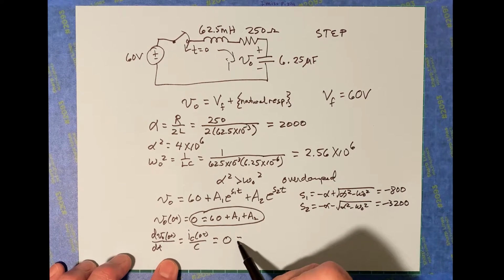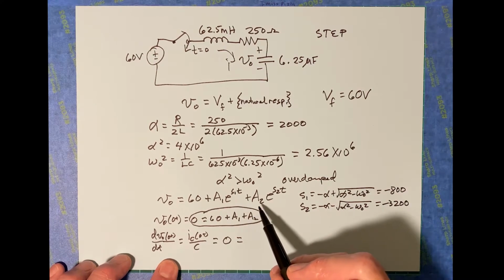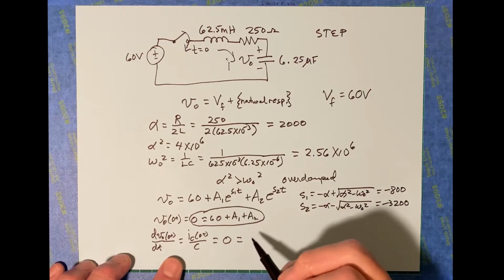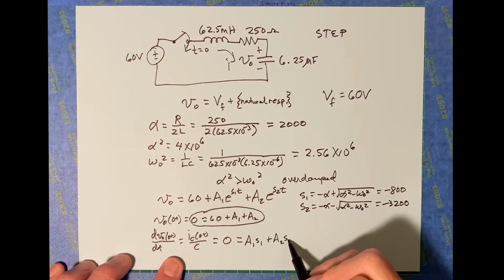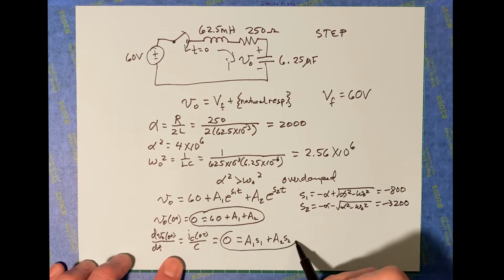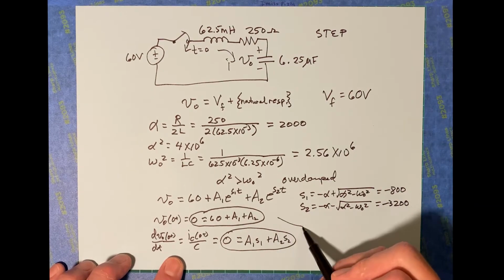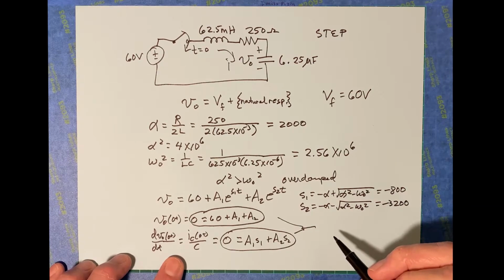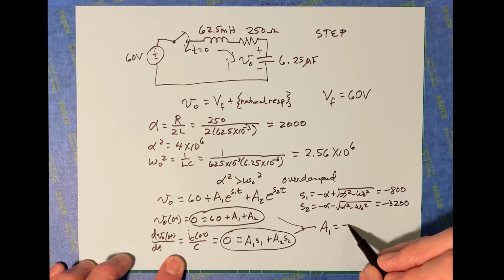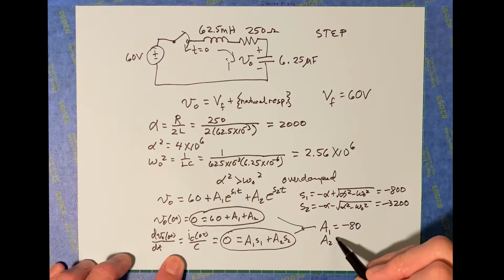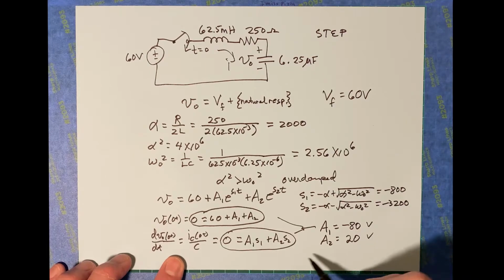Okay, and this is equal to the derivative of the v function evaluated at t equals 0. So this is going to be a1 s1 plus a2 s2. So you've got your two equations, your two unknowns. You should be able to solve for a1 and a2 out of that. When you do that, a1 turns out to be negative 80, a2 turns out to be 20, and both of those have units of volts for this one.